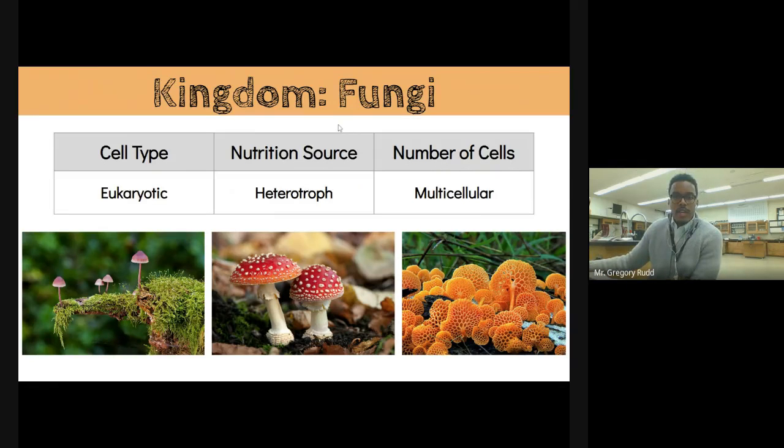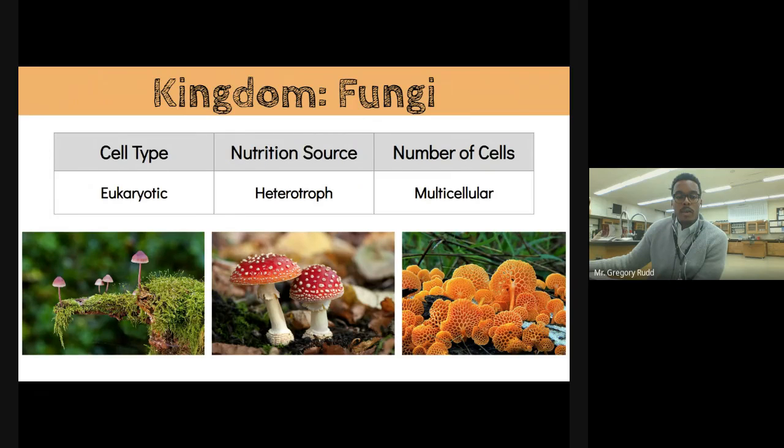So the first kingdom that we'll discuss today is the kingdom fungi. You've seen fungi probably outside of West Mech. There was at one point a pretty gnarly colony of fungi outside of the 800 building. But they are odd-looking organisms. They're eukaryotic, they're heterotrophic, and they're also multicellular.